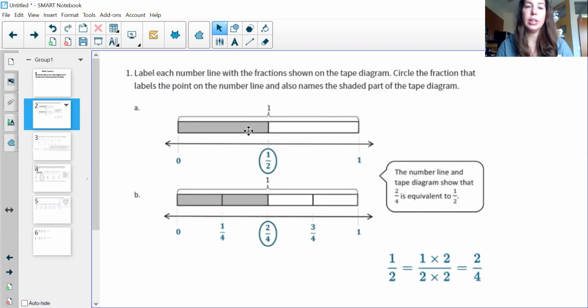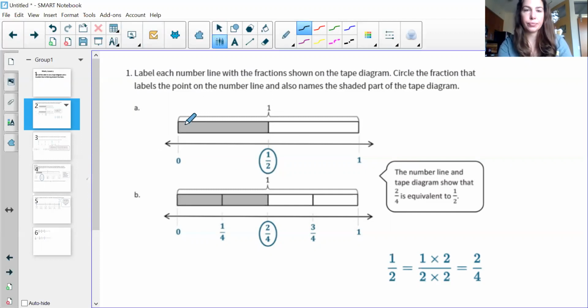It says, label each number line with the fractions shown on the tape diagram. Circle the fraction that labels the point on the number line. Also name the shaded part of the tape diagram. So all it's saying is you have this tape diagram. You can see that the fraction represented by the tape diagram is 1/2. So underneath it, they drew a number line that's decomposed into a half. So from 0 to 1/2 to 1 whole. And 1/2 is circled because half of the tape diagram is shaded.